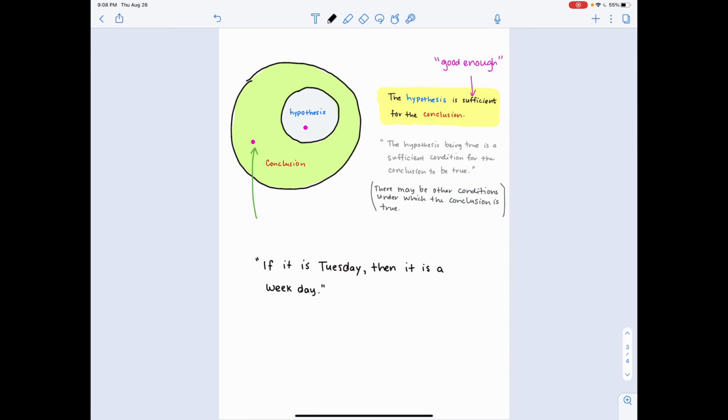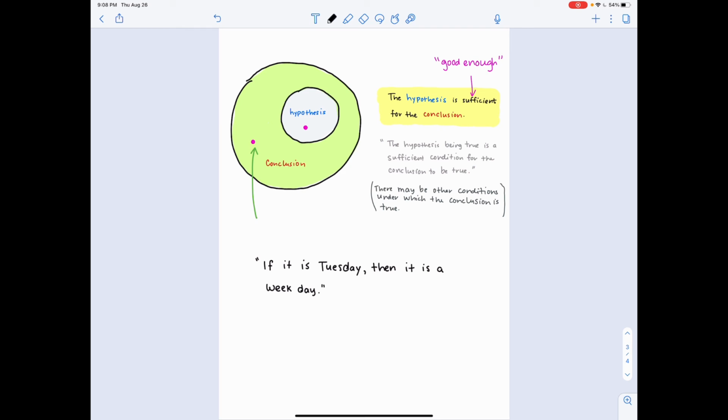Consider the statement, if it is Tuesday, then it is a weekday. Now, if it's Tuesday, we're saying it has to be a weekday, but just because it's not Tuesday doesn't mean it can't be a weekday. So it could be Wednesday, for example. Being Wednesday would be good enough to also guarantee that the conclusion that it's a weekday is true.